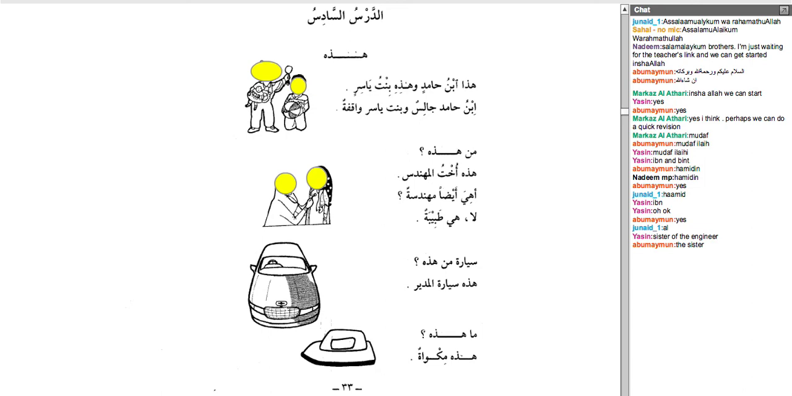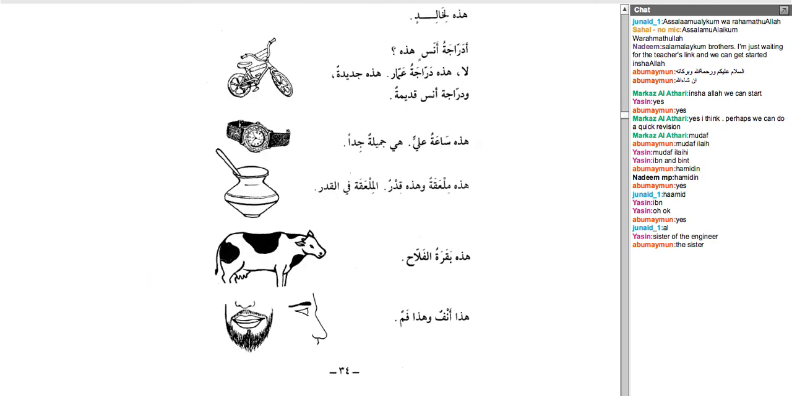جيد. Some new vocab, some new concepts. طيب. الدراجة أنس هذه, and this is a new way of saying something. You may possibly have seen this same way of saying it in the previous class, in the previous درس, درس الرابع أو الخامس. الدراجة أنس هذه, which means أهذه دراجة أنس. أهذه دراجة أنس, is this Anas's bike?